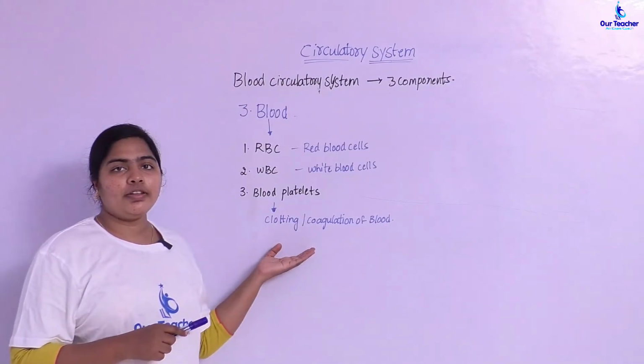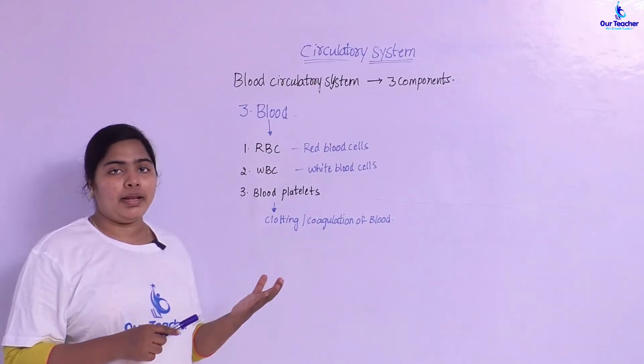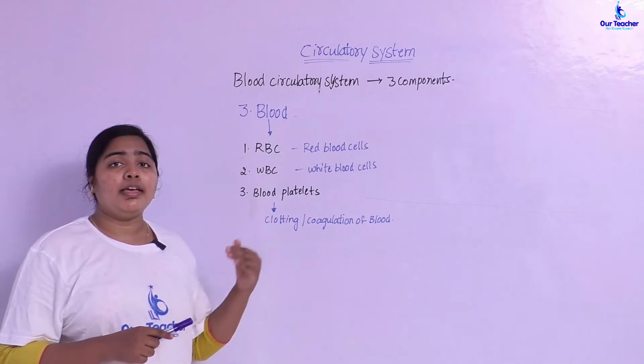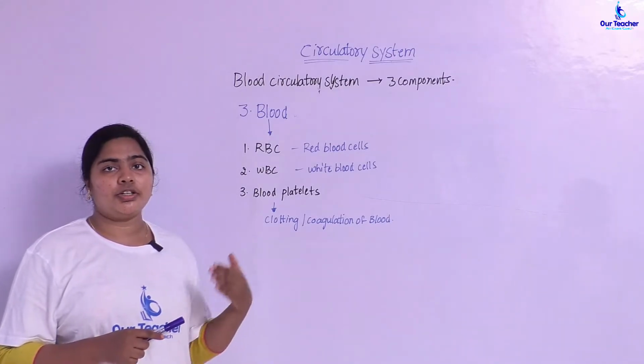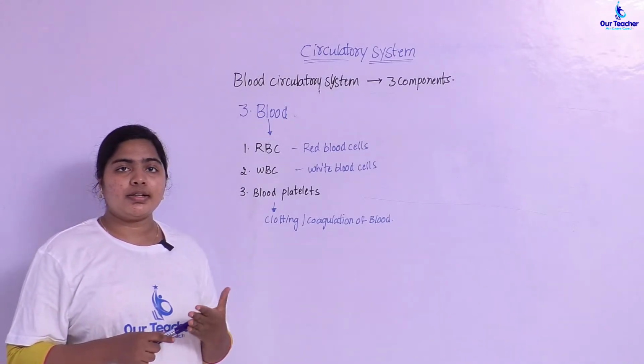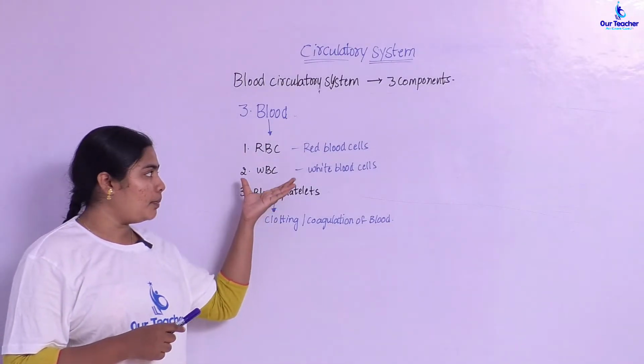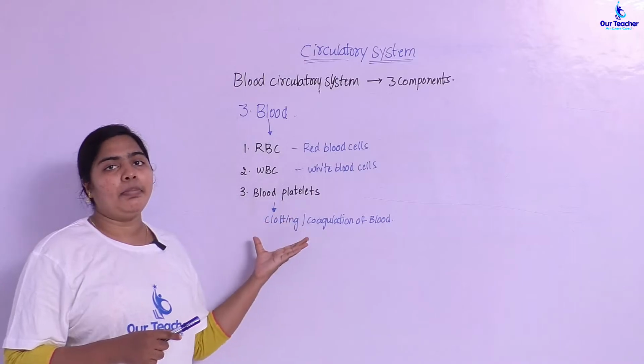The third component in the blood circulatory system is blood. Here blood is the main component in the blood circulatory system. In the blood also there are some differentiations of cells. Those are red blood cells, white blood cells and blood platelets. They are also called RBC, WBC and platelets.